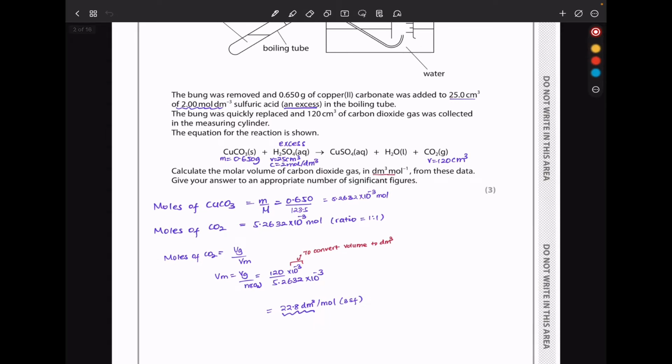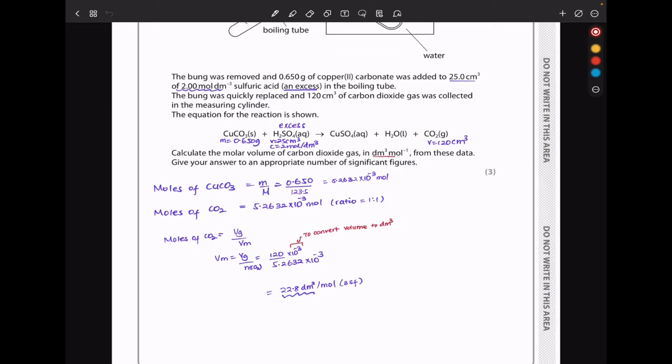The equation for the reaction is shown here. We can see this is the mass of copper carbonate. We have sulfuric acid volume and concentration. Of course, this is an excess. And then the volume of CO2, which is 120 centimeters cubed. They say calculate the molar volume of carbon dioxide gas in decimeters cubed per mole from this data and give your answer to an appropriate number of significant figures.